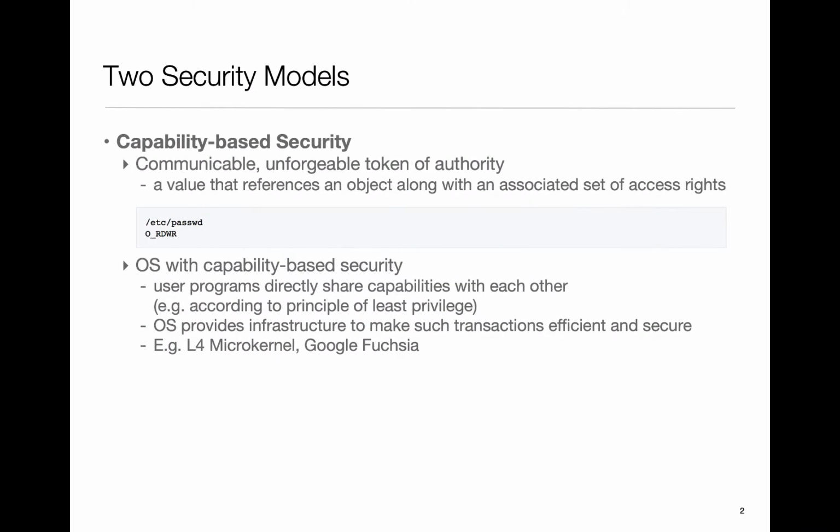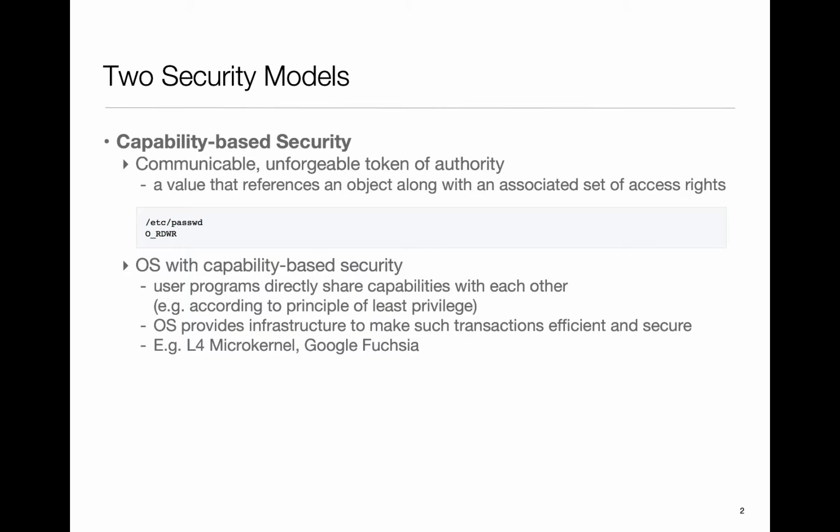And a more familiar example would be the read-write permissions that you provide a program when you want to manage what access rights it has to a particular file. So for example, this read-write would be to say that a program could read and write a particular file. And operating systems with these capability-based security mechanisms were designed so that user programs can directly share capabilities with each other. This is the principle of least privilege, where you only want to provide access to privileges when necessary.